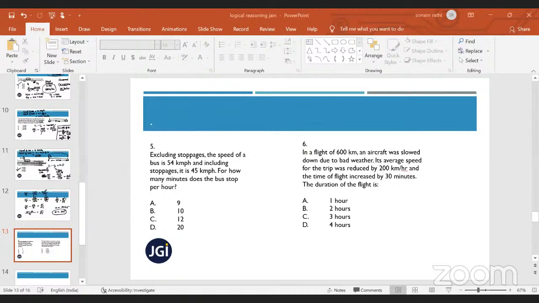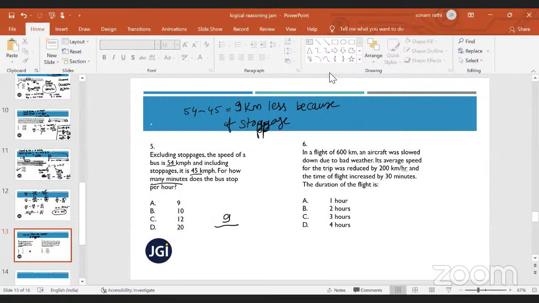Okay, let's do question number 5. Due to stoppage, how many kilometers less is it traveling? This minus this. So 9 kilometers less because of stoppage, right? Yes or no? 9 kilometers less? Yes. So how many minutes?